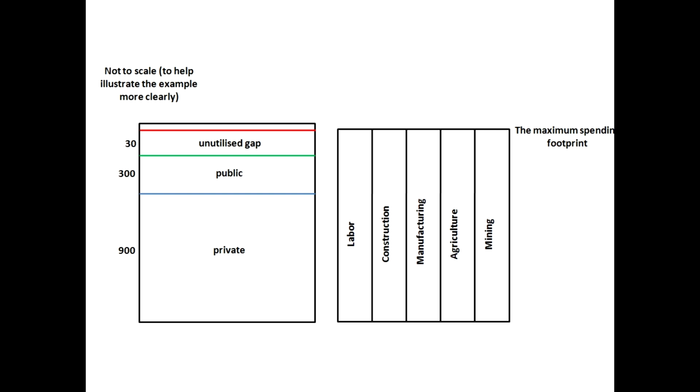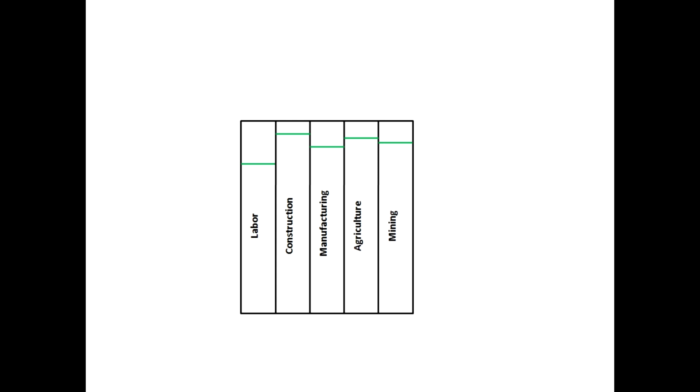Now, thus far in our example, we've had a nice simple world where we didn't have to think about uneven, unutilised capacity. But what happens in reality is that different sectors are at different utilisations, and this changes from year to year.